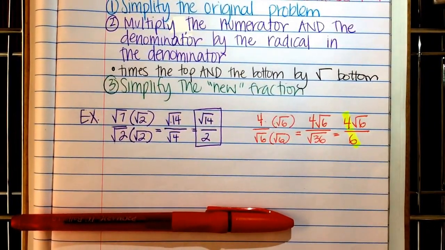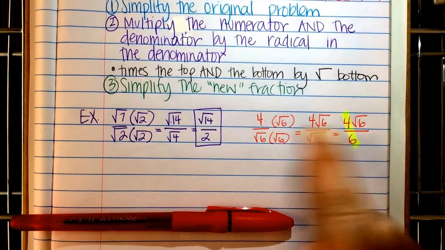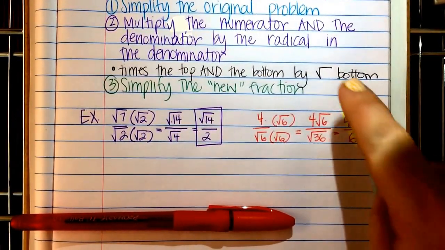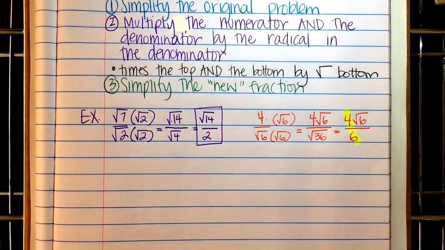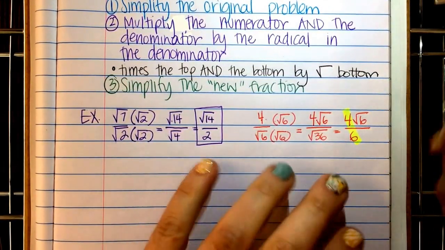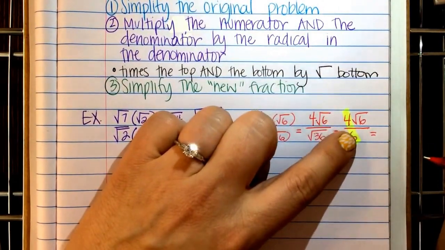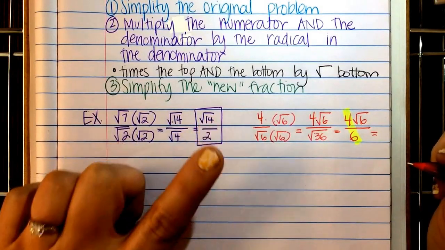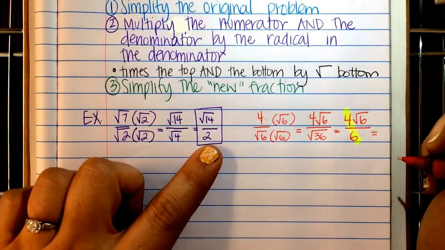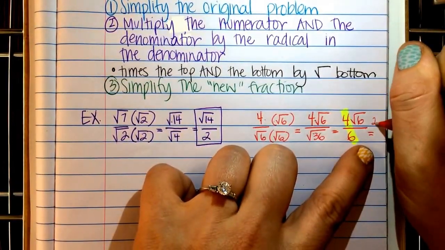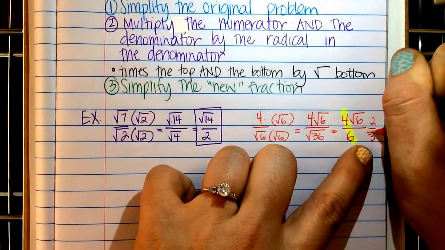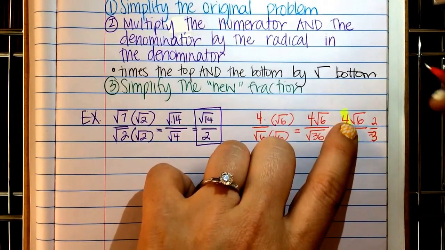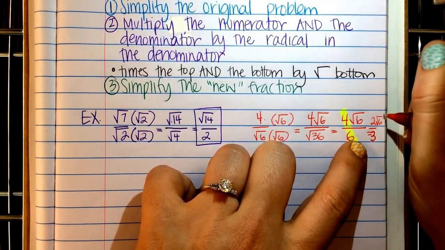How come this time I can do 4 over 6? I can simplify that. Over here, I couldn't simplify 14 over 2, but here, Jacob, I can do 4 over 6. Why? Because these two, 4 and 6, are coefficients. Over here, the 14 was a radicand, and the 2 was a coefficient. They're not the same. So I'd get 2 over 3, right? Where does the radical 6 belong? In the numerator.